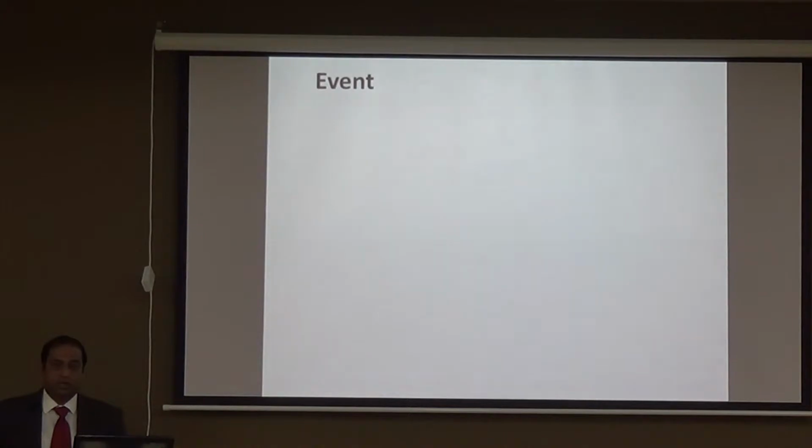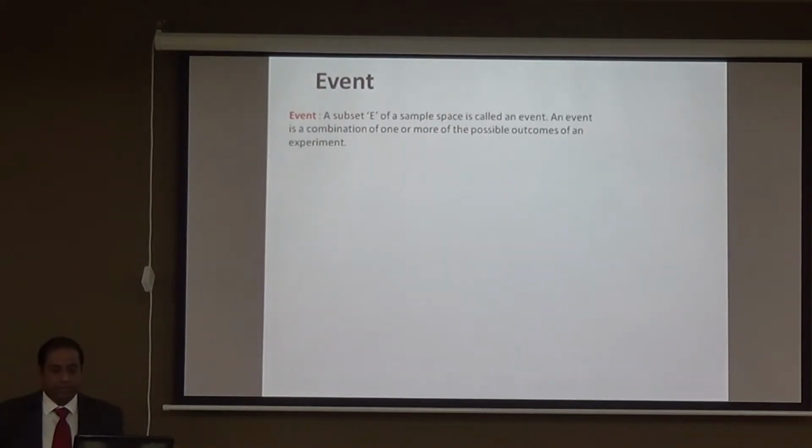Now we come to the event. What is the event? An event is a subset E of a sample space is called an event. An event is a combination of one or more of the possible outcomes of an experiment.